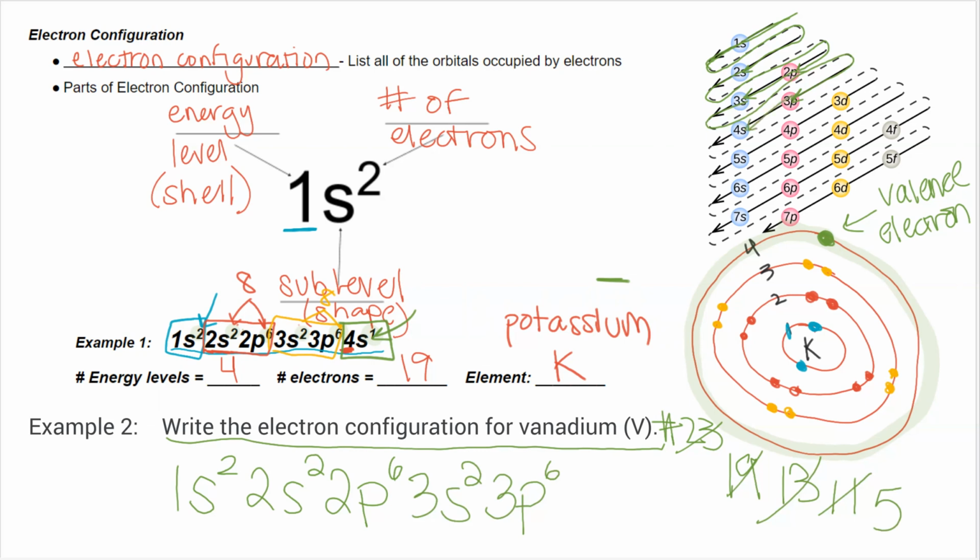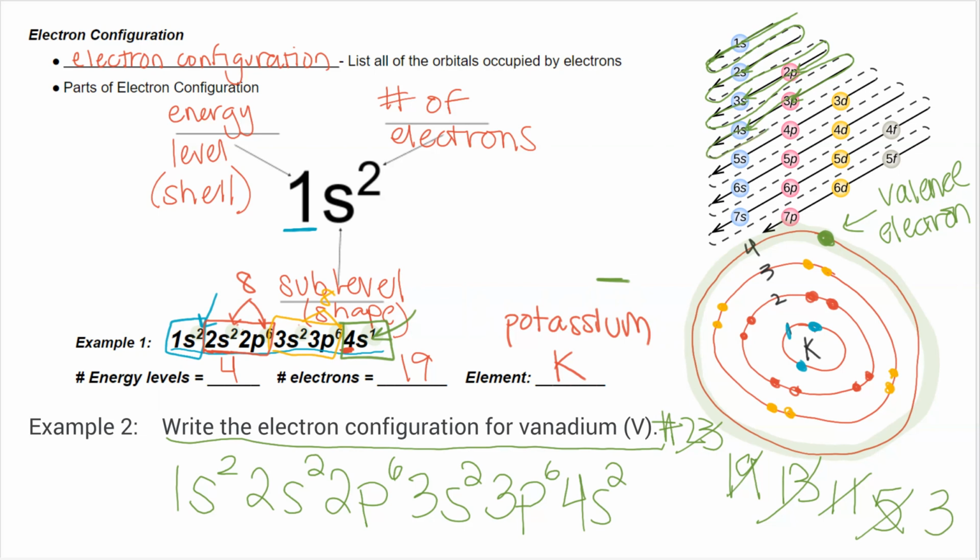We get to 4s. So I'm going to write 4s. And we know our s orbitals can only hold 2 electrons each. So I'm going to put a 2 up there. And now I just have 3 electrons left that need spaces. So I'm going to keep going around.